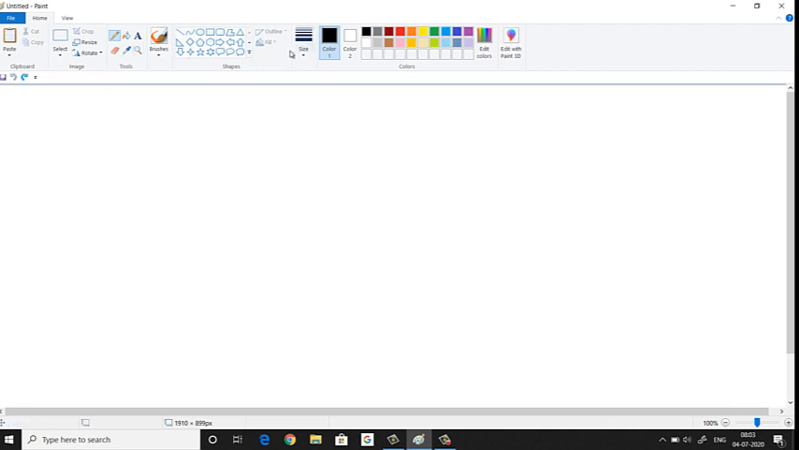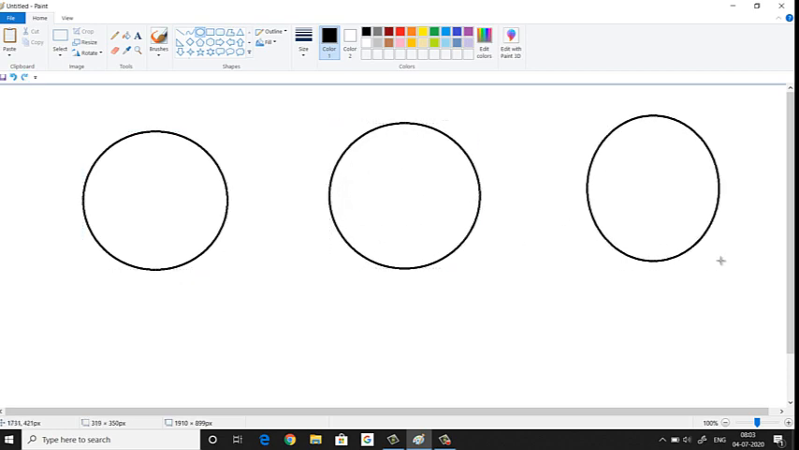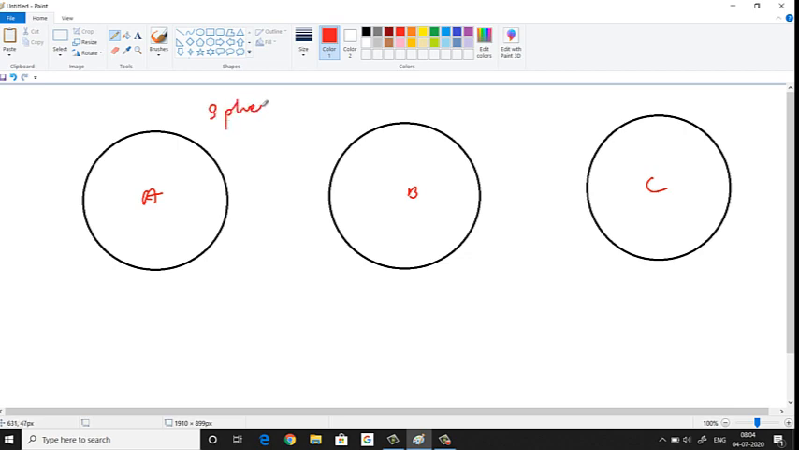So let's say that we got three different spheres. First, we'll be covering problems on charges. Okay. So we got three different spherical conductors. These are spheres. Okay. Let us call them A, B, and C. All right. So these three are conductors, spherical conductors of same size.